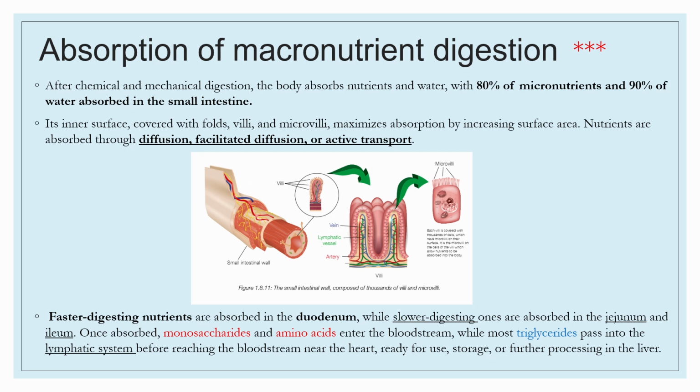Once absorbed, monosaccharides, which are our carbohydrates, and amino acids, which are our proteins, enter the bloodstream, while triglycerides pass into the lymphatic system before reaching the bloodstream near the heart, ready to be used, stored, or further processed by the liver.